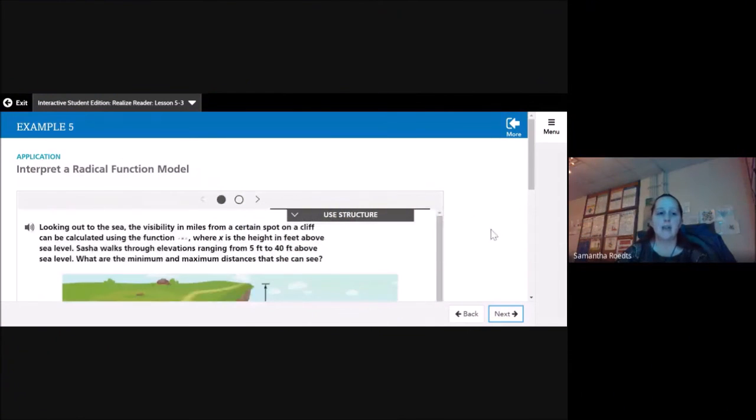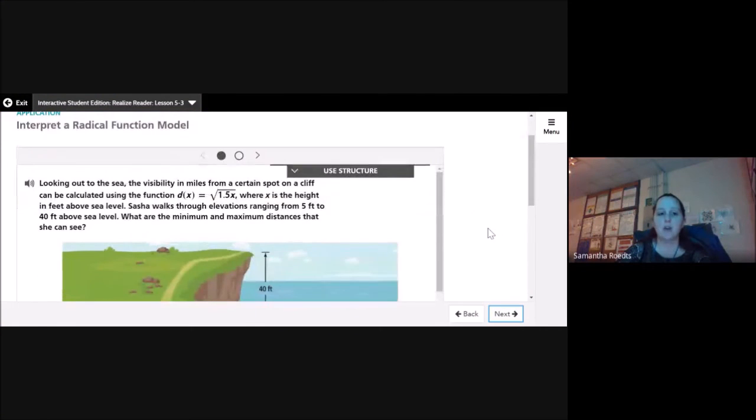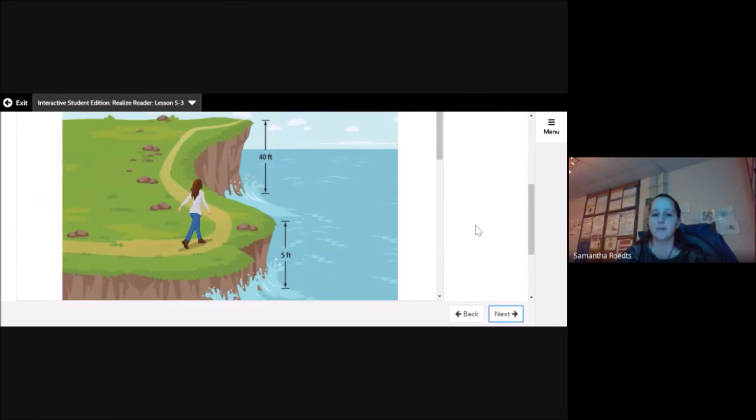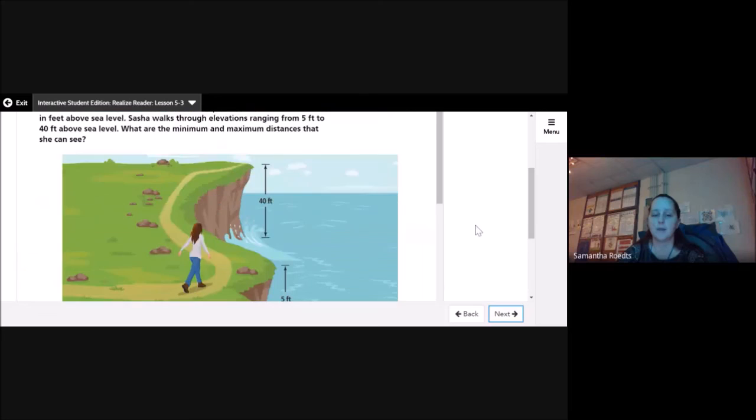All right, example 5, interpret a radical function model. Looking out to the sea, the visibility in miles from a certain spot on a cliff can be calculated using the function d of x equals the square root of 1.5x, where x is the height in feet above sea level. Sasha walks through elevations ranging from 5 feet to 40 feet above sea level. What are the minimum and maximum distances that she can see? So there's a picture.